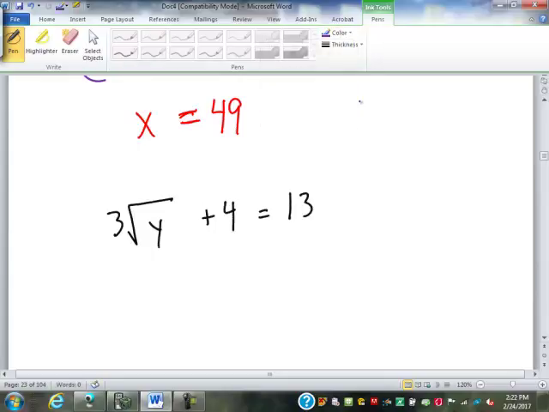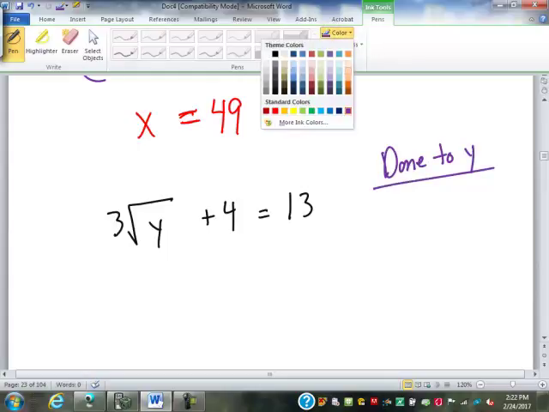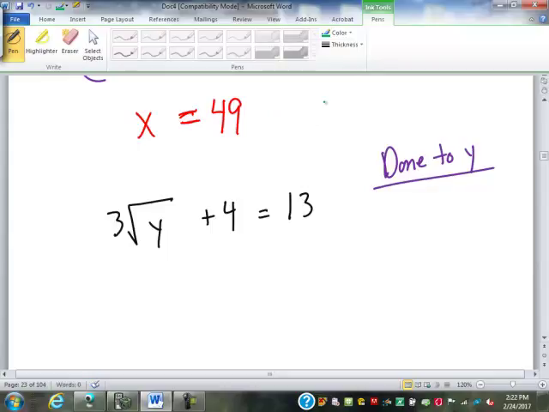We can have one like this. Now, again, you look at what's been done to our variable. This time the variable is y. So we ask, what's been done to the y? Well, if y were a number, according to order of operations, the first thing we would have to do here is the exponent, the square root.